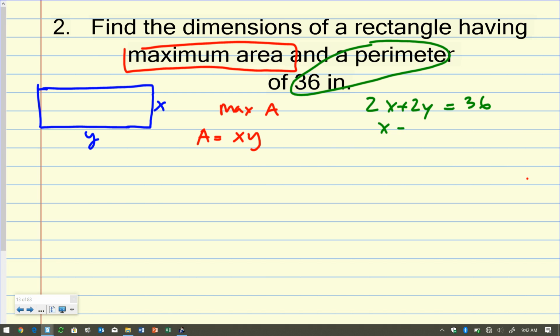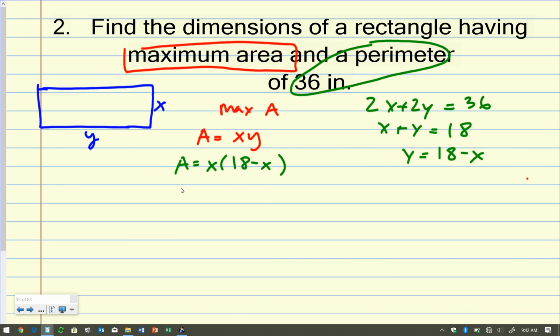It doesn't really matter. Just to simplify, guys, I'm going to divide everything by 2 first, and then I'm going to solve for y. Again, guys, it doesn't matter which one you solve for. It'll work either way. Sometimes one is easier than the other. Sometimes they're both equally easy. Okay, then I'm going to take this y here and plug it in. So I get A equals x times 18 minus x.